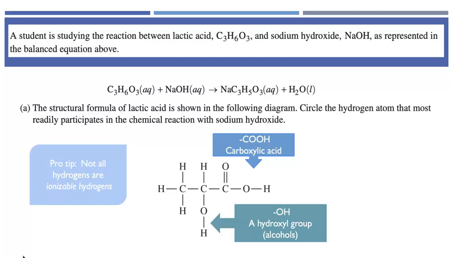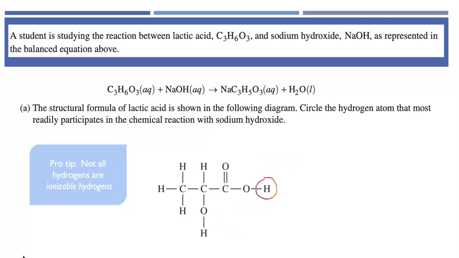So of the hydrogens that are here, it's the hydrogen in the carboxylic acid group that's most likely going to ionize and react with sodium hydroxide. And so the hydrogen we want to circle is the one in the carboxylic acid group, and that's worth 1 point. You don't have to explain how, you just have to circle the right one. It's all or nothing.